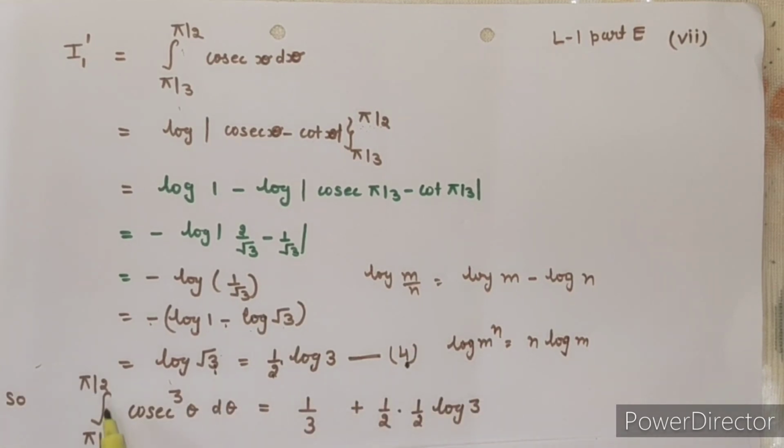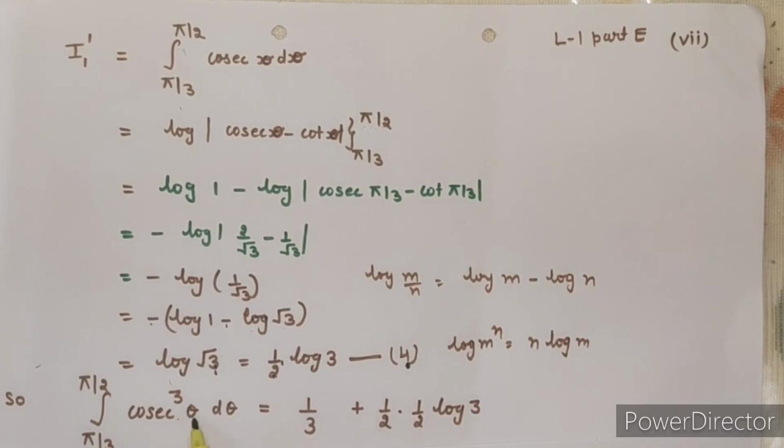So the integration from pi by 3 to pi by 2 of cosecant cube theta d theta is equal to, look, there was 2 by 3 into 2, so 2 and 2 cancel, so 1 by 3, 1 by 2, and here is the limit of I1 dash. This is 1 by 2 log of 3, which is the required answer.